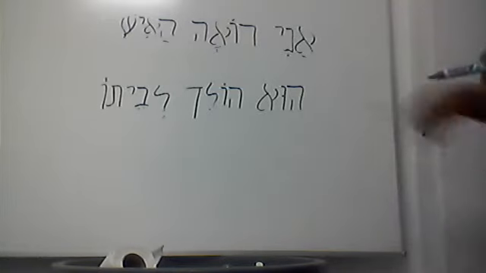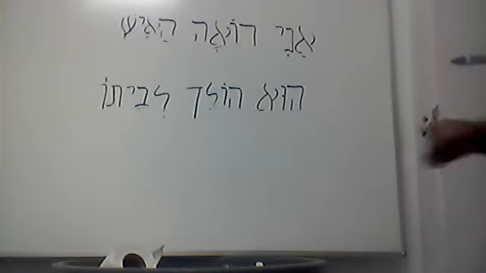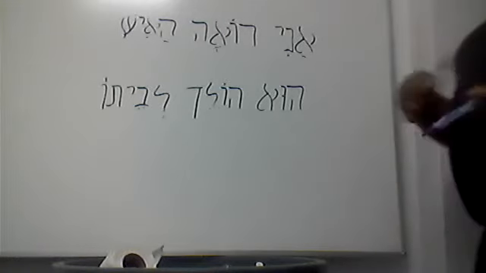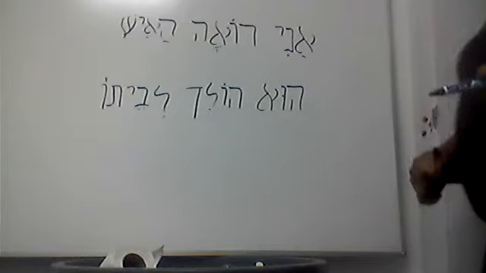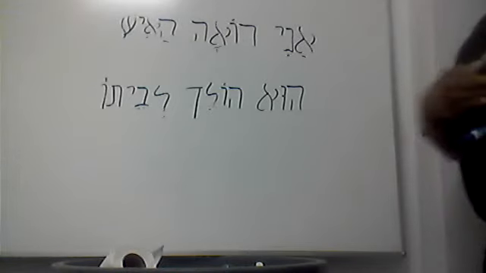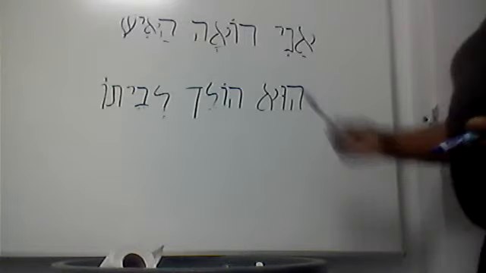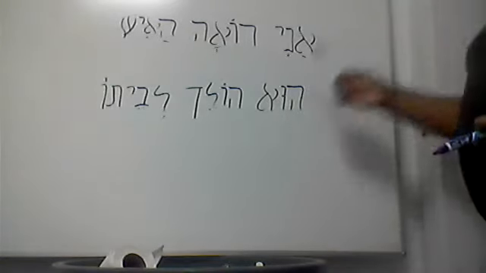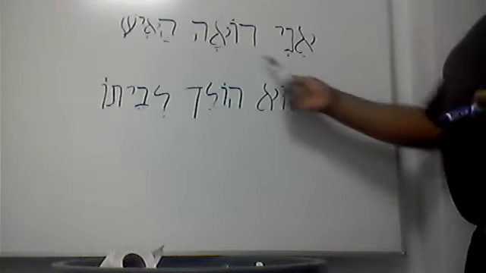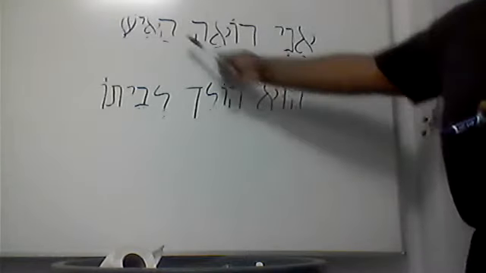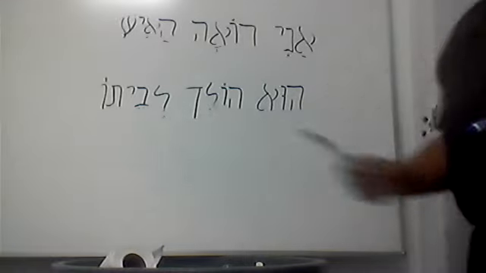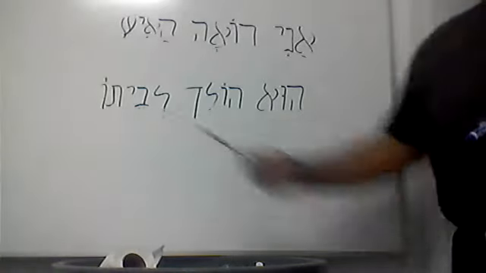Ani, I or I am. Ro'ah, the feminine present tense of ro'eh. Ro'eh is for the masculine singular. Ro'ah is for the female singular. One more time. Ro'eh is the masculine singular, okay? And ro'ah is the feminine singular. Ani ro'ah ha'ish. This is a woman or a female speaking, regardless of her age. I see the man. Hu holek lebeto. He is walking to his house.